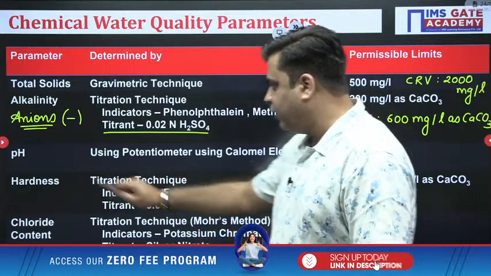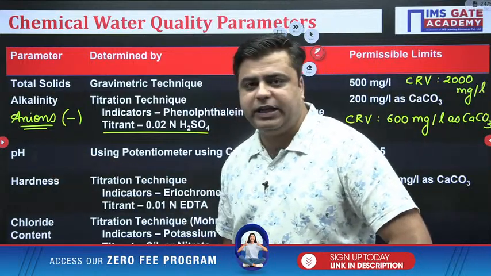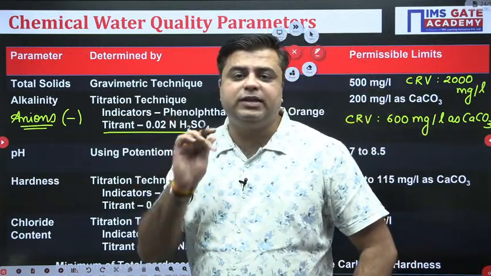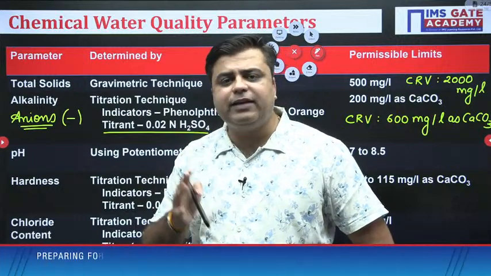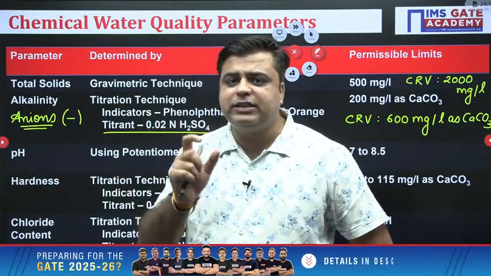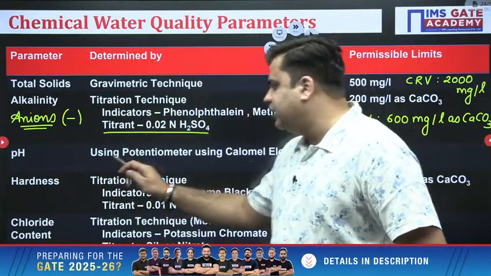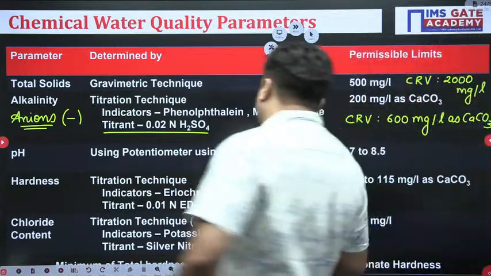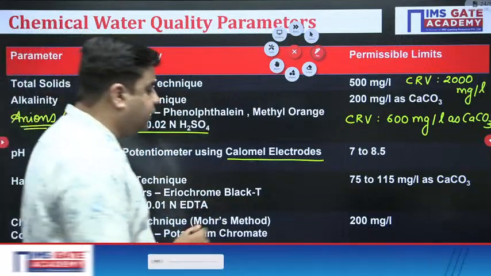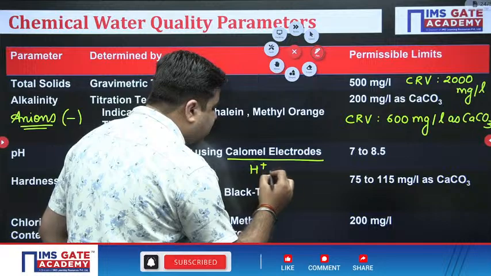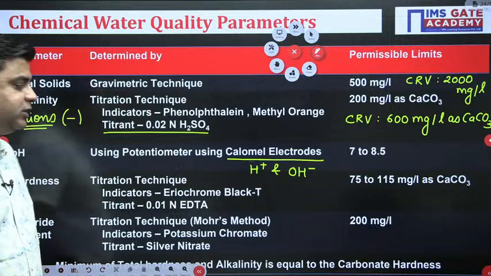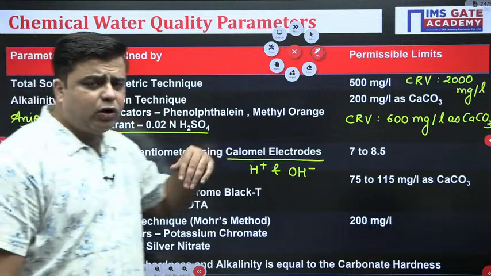Okay, sir. Now next, chemical water quality parameter is pH. pH means the scale to measure acidity or basicity of the water. pH is negative log to the base 10 of H plus ion concentration, and here the H plus ion concentration is kept in moles per liter. pH is measured using potentiometer using calomel electrodes. Now, sir, important thing about calomel electrode is they are only sensitive towards H plus and OH minus ions.